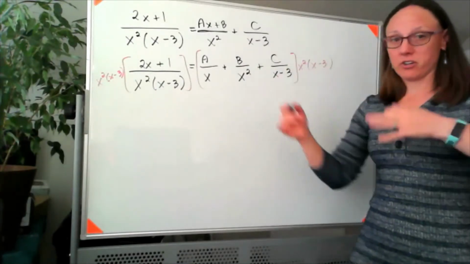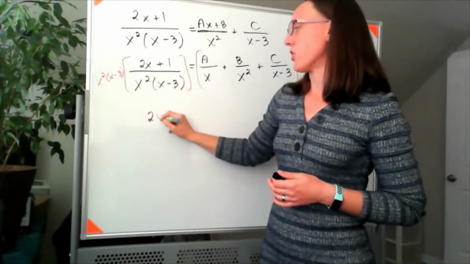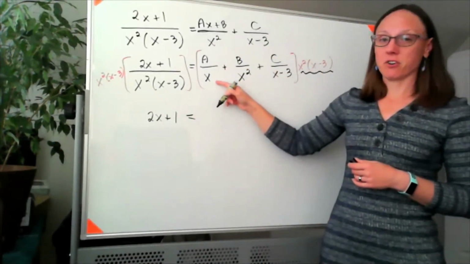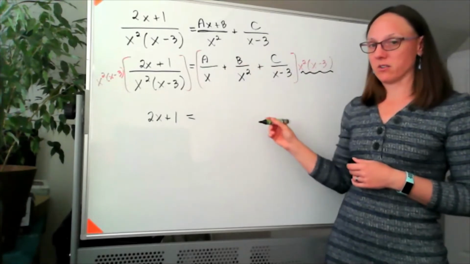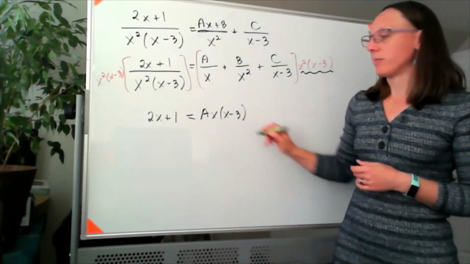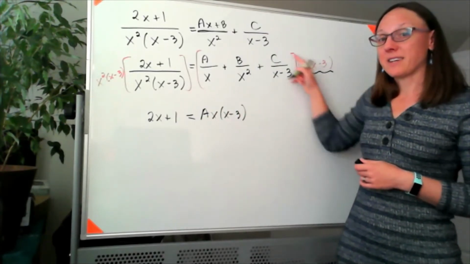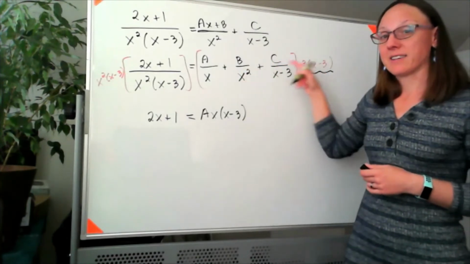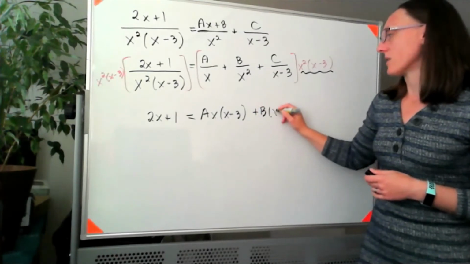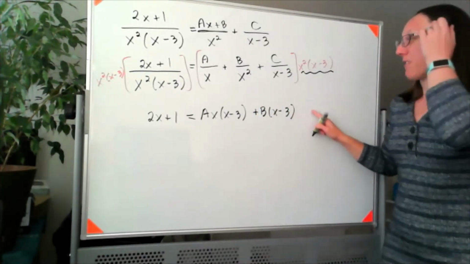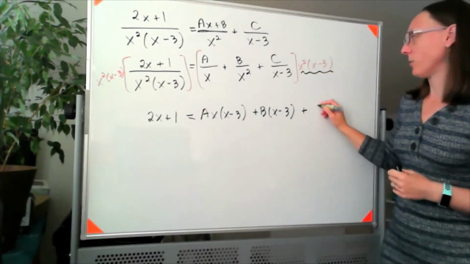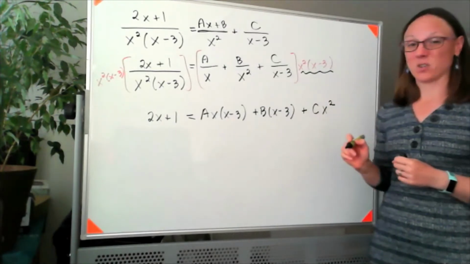So over here, all of our denominators are going to go away, and I get 2x plus 1. And over here, when I distribute that into the first piece, one of the two x's will cancel, and I'll be left with a, x, and x minus 3. When I distribute this into the second piece, both of the x's will cancel, so my x squareds will go away, and I'm going to have b times x minus 3. And then for the last piece, when I distribute it in, the x minus 3's will cancel, and I'll end up with c times x squared.